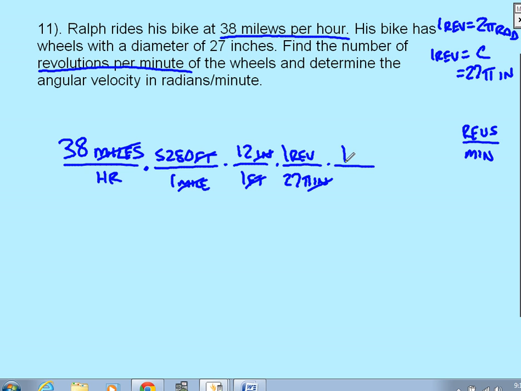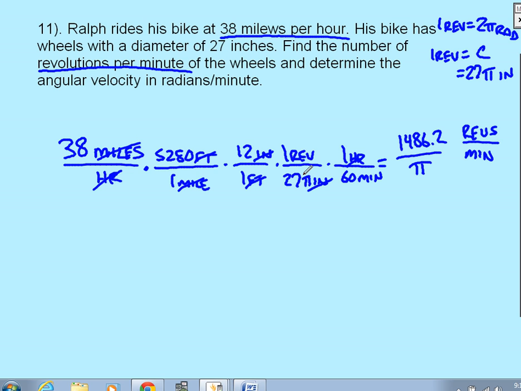So I need to go that 1 hour is 60 minutes. So now I'm in the right units. I have revs per minute. I can do my multiplication across. And when I do that, I should get an answer of 1,486.2 divided by pi. Don't forget you have a pi down here when you have that. So that's your answer in revs per minute.